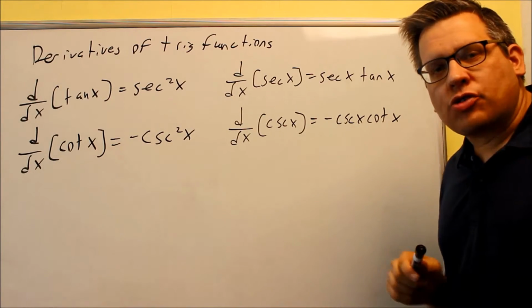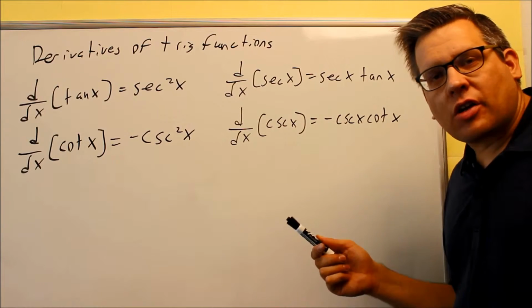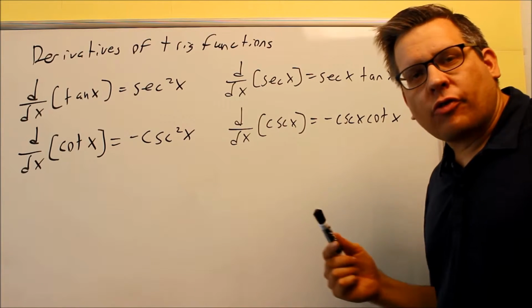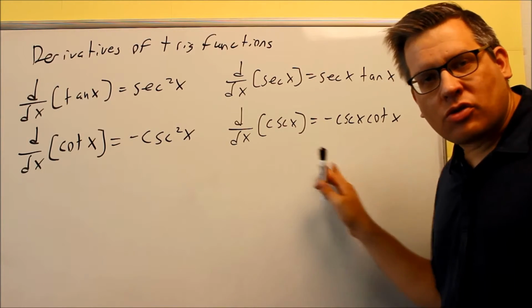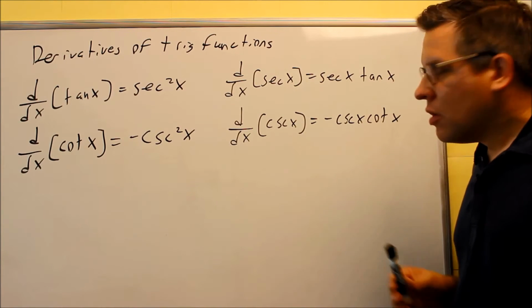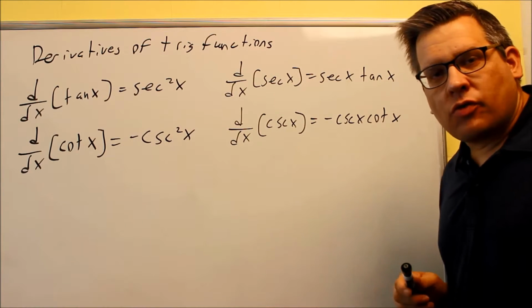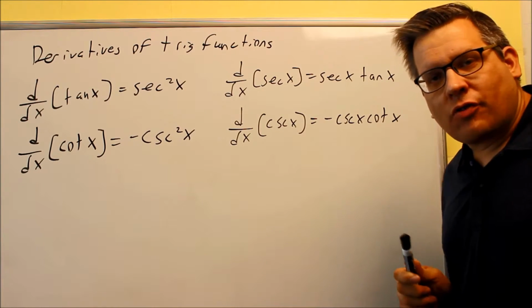Of course, we have the two original ones we talked about. The derivative of sine x is cosine x. The derivative of cosine is negative sine x. So you got those two also, and then we have these four. So now you have the derivatives of all six of the trig functions.